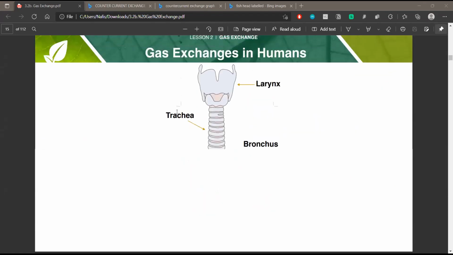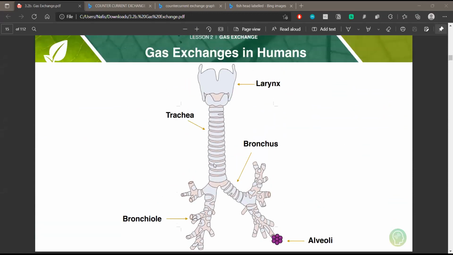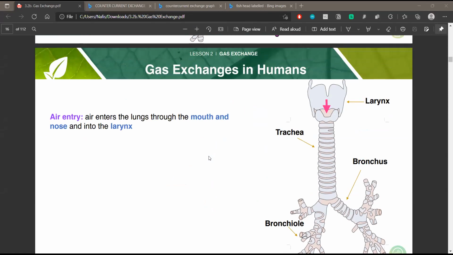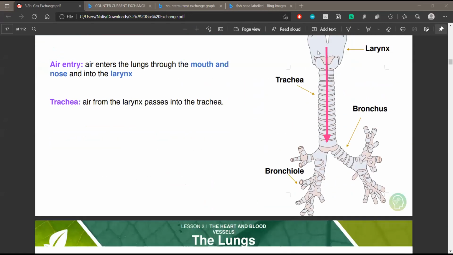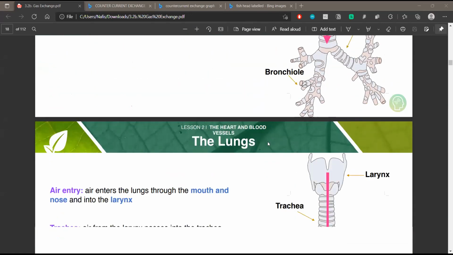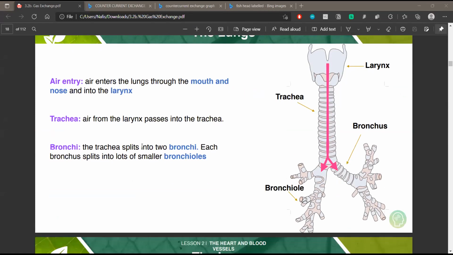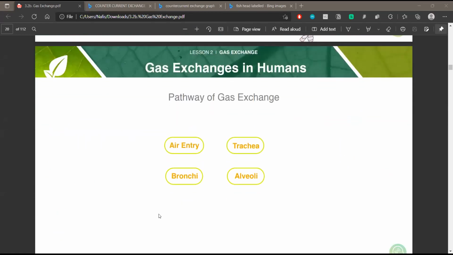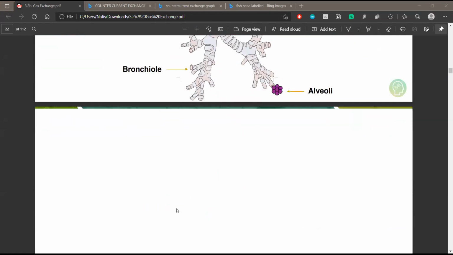I'm sure we all know this labeled diagram as well. So air enters the lungs through the mouth and nose into the larynx. Air passes down the trachea. The trachea splits into two bronchi. Each bronchus splits into loads of bronchioles. And then at the end of the bronchioles, there are loads and loads of small alveoli, which are specifically specialized for gas exchange. So I'm sure you know this.